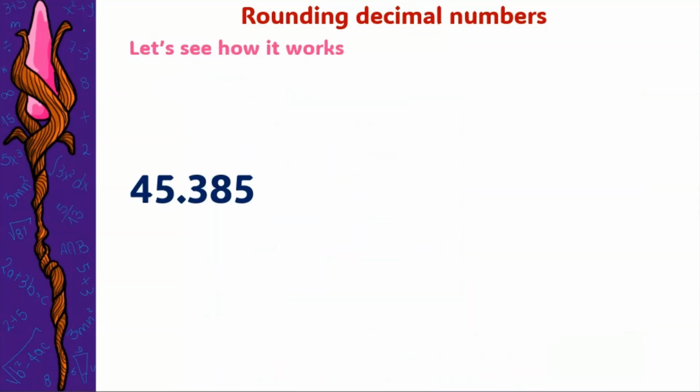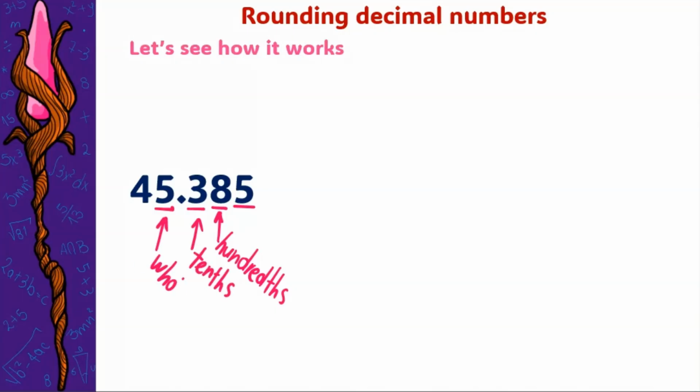Let's imagine we have this number here, 45.385. Let's remember this is the position of the thousandths, hundredths, tenths, and the wholes. Since the last digit is in the position of the thousandths, we are not going to round it to the thousandths because it's already there. We could round it to the hundredths, or to the tenths, or even to the wholes. Let's start rounding to the wholes.